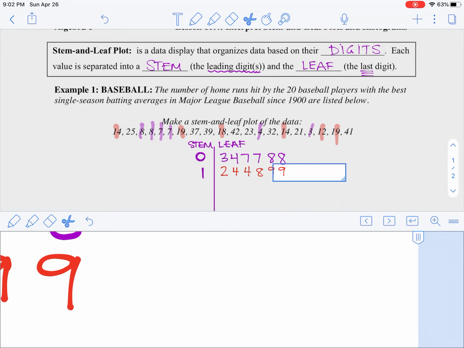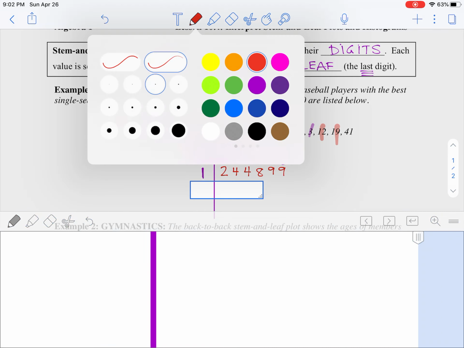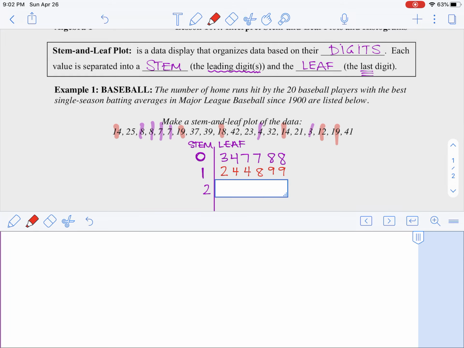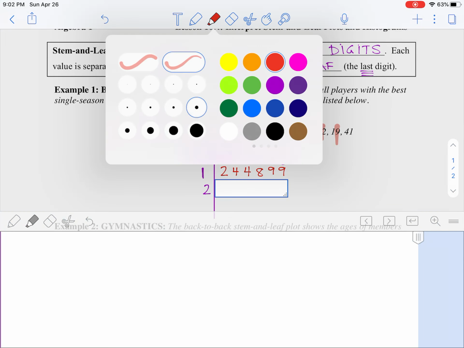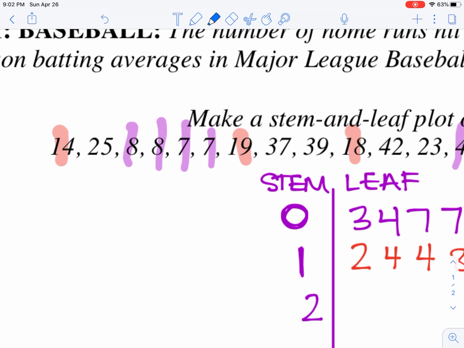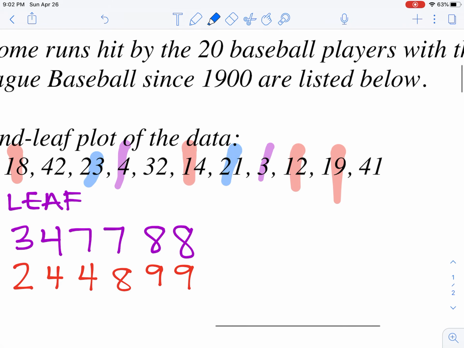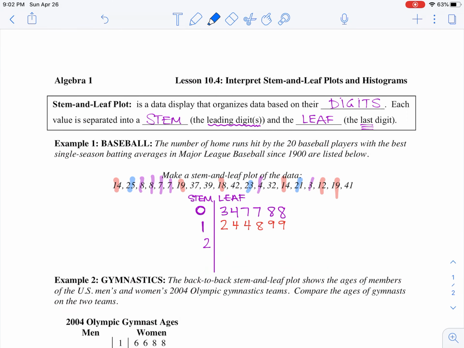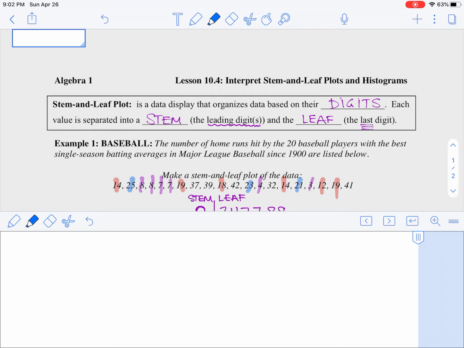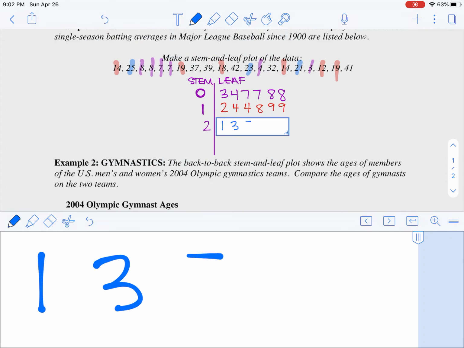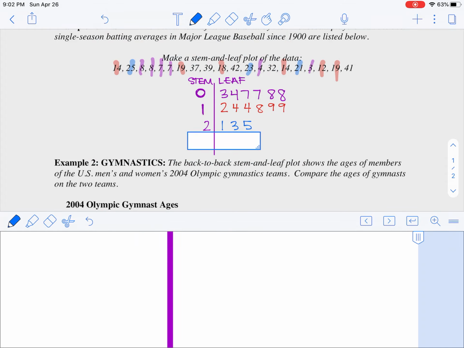All right, next one. So next, we're going to do a stem where the tens digit is a 2. So let me go highlight those. We've got this 25, 23, 21. So our leaf side should go 1, 3, 5. All right, now I move on to the 3s.